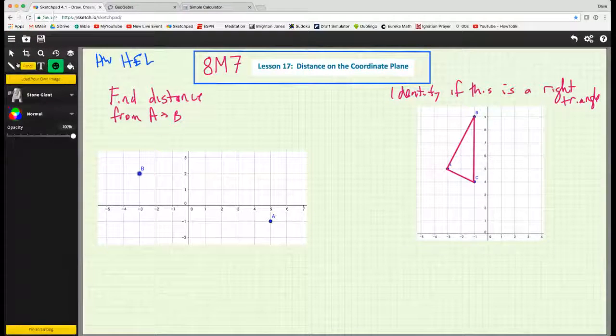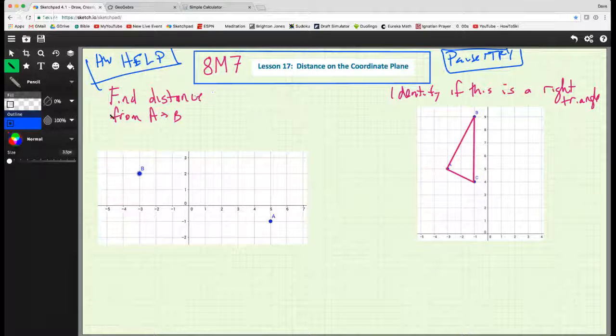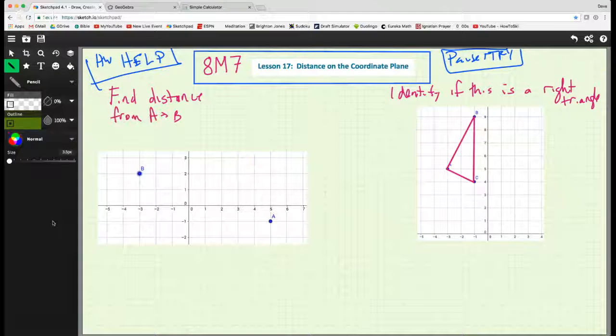Okay, let's go. And now this is your homework help. You're going to find the distance from A to B and identify if this is a right triangle. So pause and try. And I assume you are now back and ready for action. So let's get on with it.